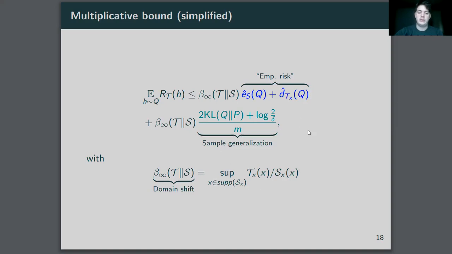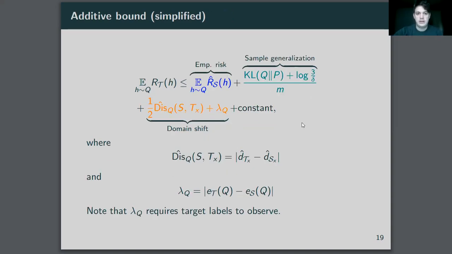But there's also another term that we don't report here that is 0 because of our assumption of overlap. In the additive case, we have this bound by more or less the same authors, which is of a more similar form to what we showed in the PAC case with empirical risk, sample generalization, and domain shift terms, plus some extras.